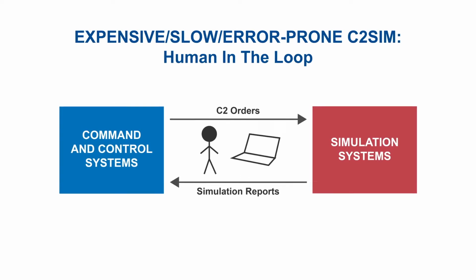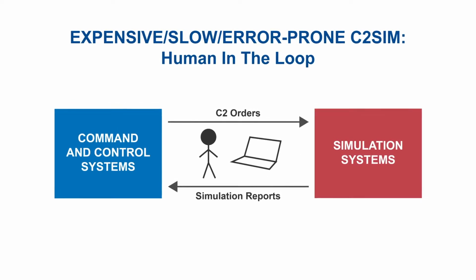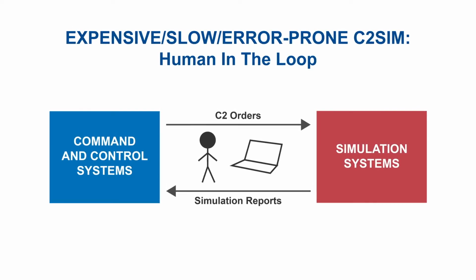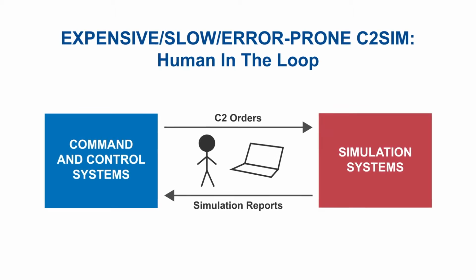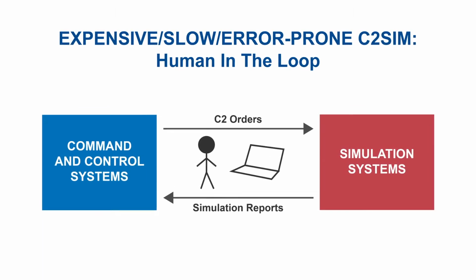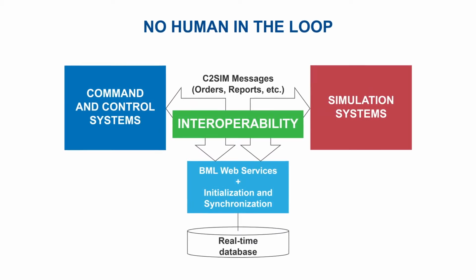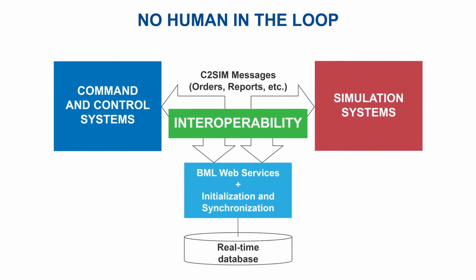for each system involved. C2 Sim, previously called Battle Management Language, provides a way to link the systems so that orders and reports flow directly between C2 and simulation systems, and it can work among different C2 and simulation systems used in coalition operations involving military of multiple nations, providing a very important capability called interoperability.